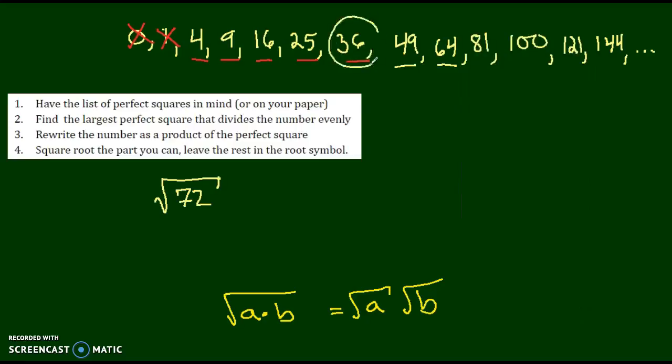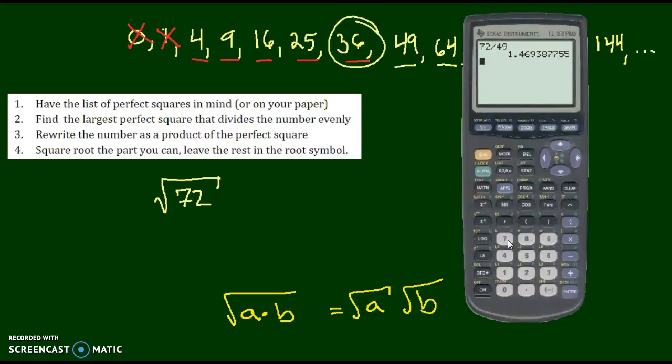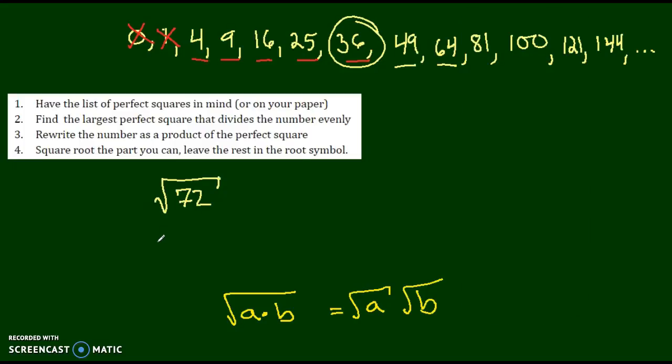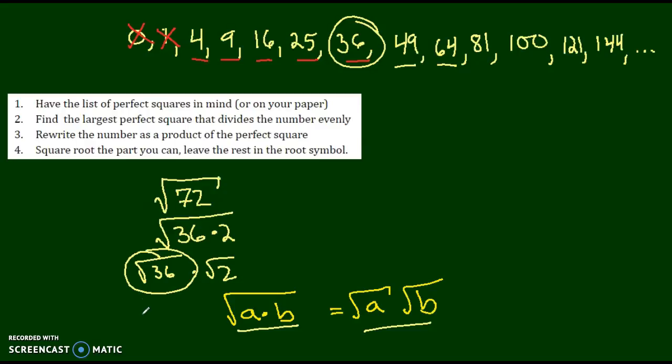I'll try this 36. Maybe 36 goes into 72. If I'm not sure, I can check my calculator again. I get a nice number like 2. This means that 72 can be written as the perfect square 36 times 2. Now I can use this property to break this up. And we're going to square root the part that we can. I know the square root is 6. This I don't know. That's root 2. That's a simplified version of the square root of 72.